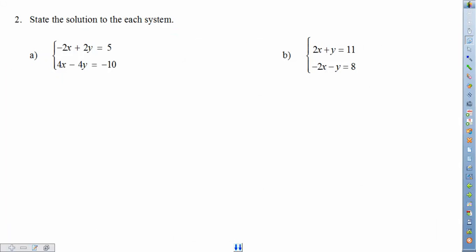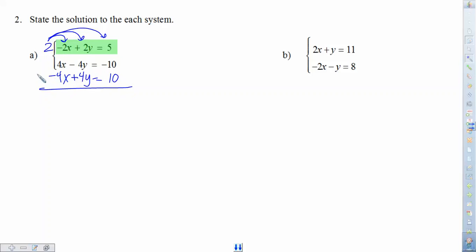All right, moving along, let's take a look at these two here, stating the solution. Like I said during class, I'm not too concerned about which way you solve it. What I am concerned about is making sure you have the most efficient way of solving these problems. Looking at this particular problem, I think elimination would be a great way to solve this one. If we take this entire equation and multiply everything by 2, including the right side, I'll write it directly underneath. So 2 times negative 2x gives us negative 4x, 2 times 2y gives us a positive 4y, and 2 times 5 gives us 10.